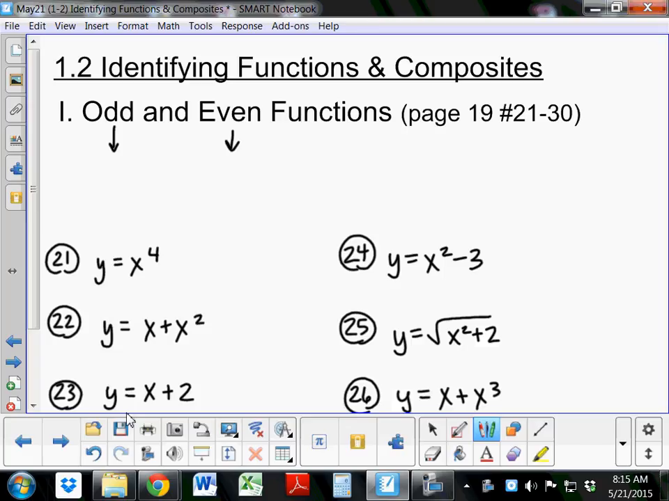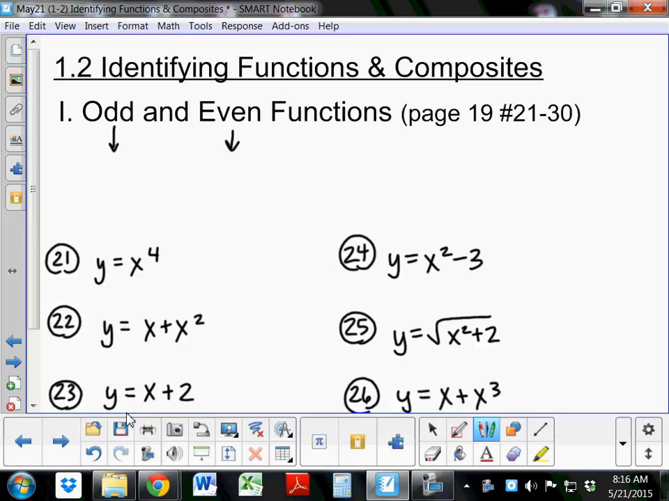So the words odd and even are in this section with some of the problems. I know you know what odd and even mean in the rest of the world. But in terms of functions, we talked a little bit about the idea of odd and even exponents on our degrees for our functions and what it would do in terms of end behavior.